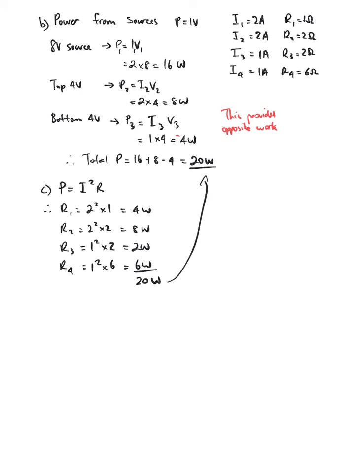And so these are equal, which makes sense. Our batteries are supplying 20 watts and our resistors are dissipating that amount of power that's supplied, which is everything is working in physics. Excellent.